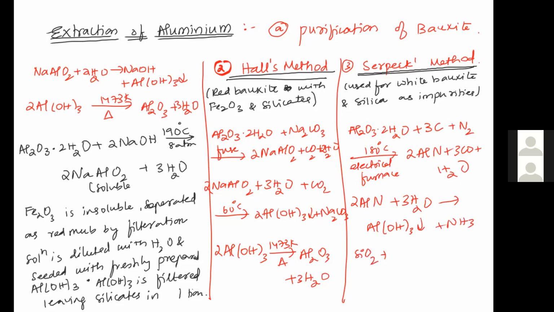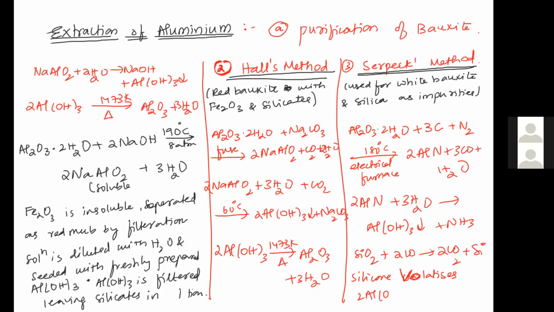So the silica, whichever is there, is reacting with carbon monoxide to produce carbon dioxide and silicon. Because silicon volatilizes at this temperature. So the 2 aluminium hydroxide at same 1473 Kelvin gives rise to Al2O3 plus water. Next, we have the reduction. Now it is only purification.